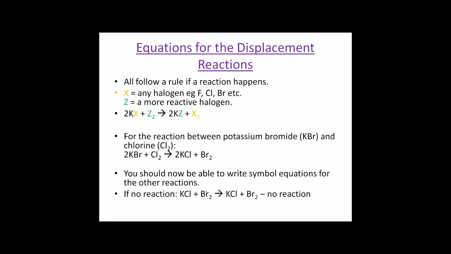If there's no reaction, you can write out a simple equation if you want. For example, KCl plus Br2 makes KCl plus Br2. There's no reaction. Or you can just write KCl plus Br2, arrow, no reaction, or equals no reaction, because nothing happens, nothing changes.